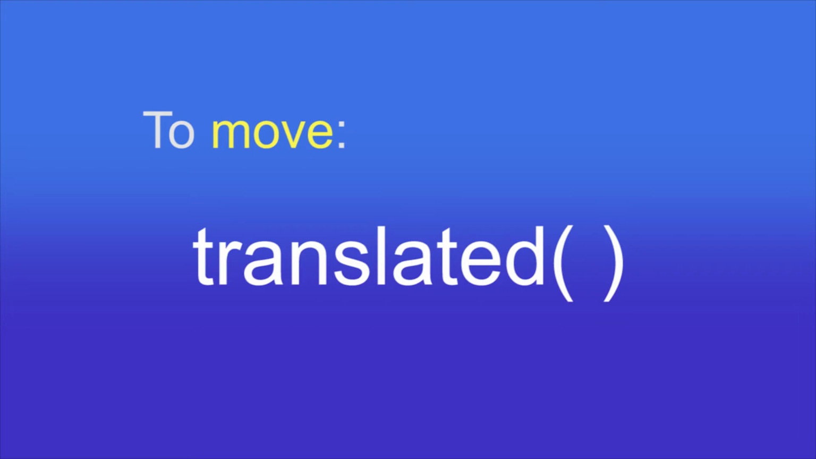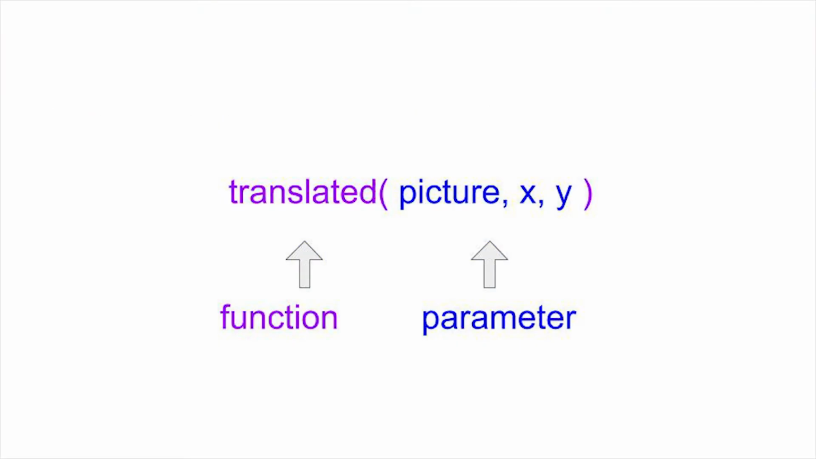Let's move on to the next function. This next one is how you move things around. It's called the translated function. The word translated is the function, and you put the parentheses next to it where the parameter goes. The parameter is going to be the picture that you're using, the picture that you want to move around, and then the x is where you want to move it on the x-axis, and the y is where you want to move it on the y-axis.